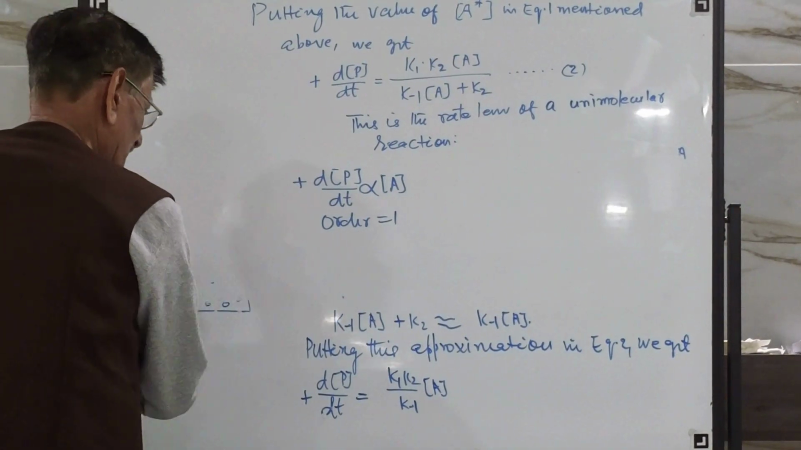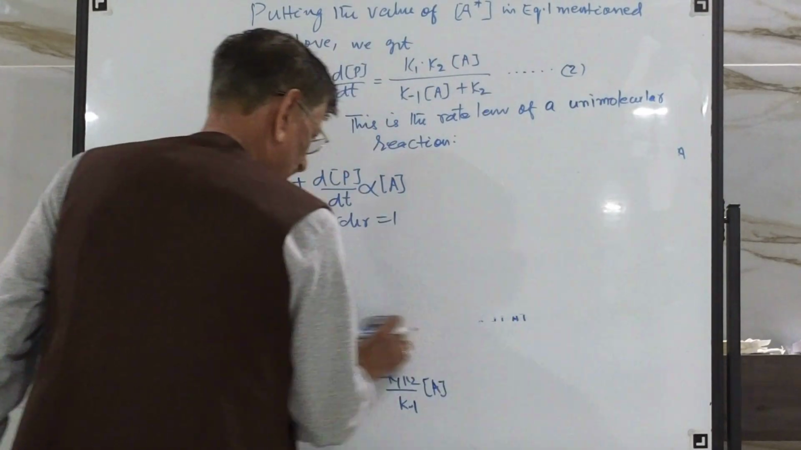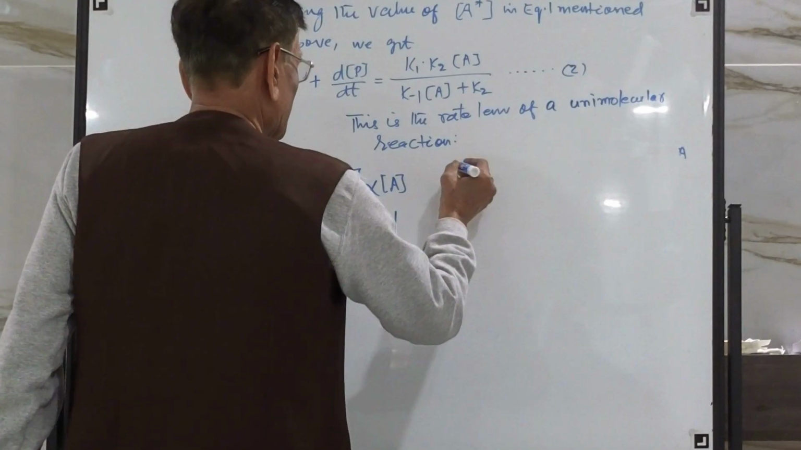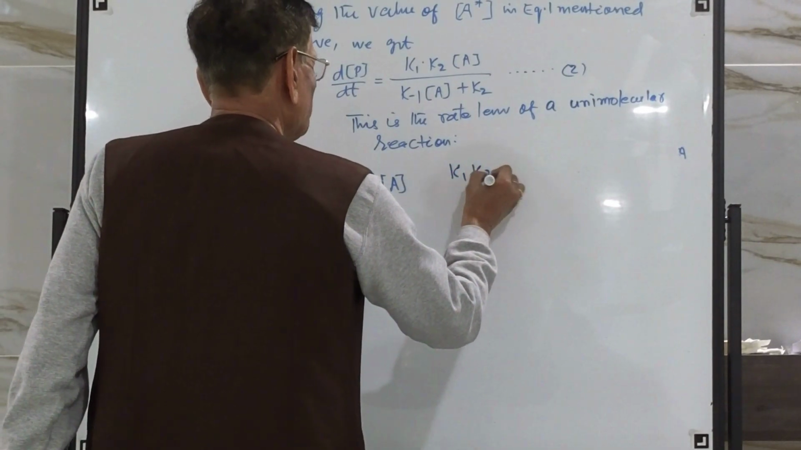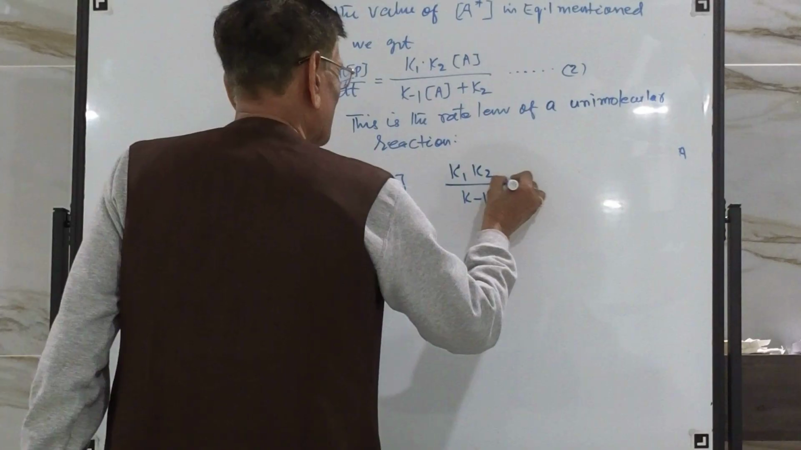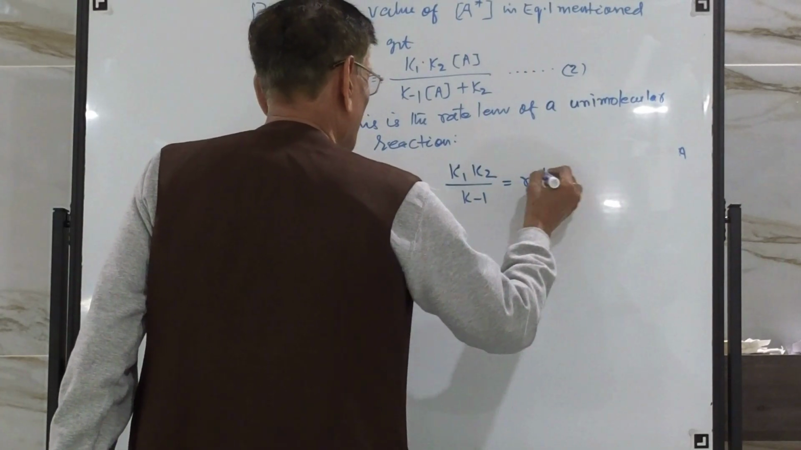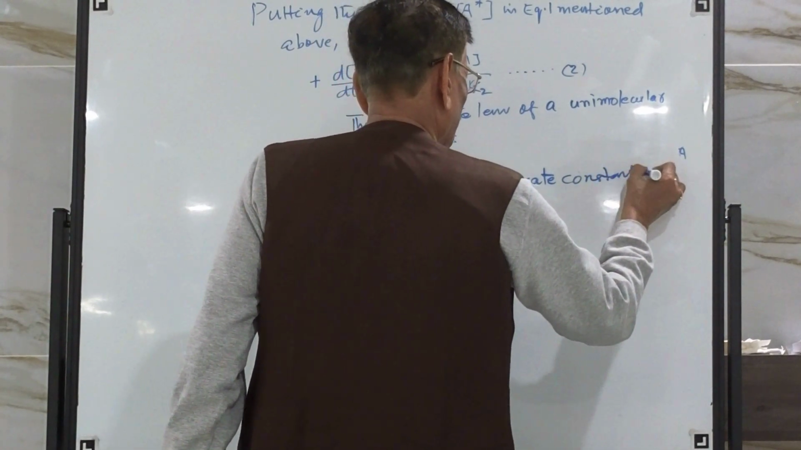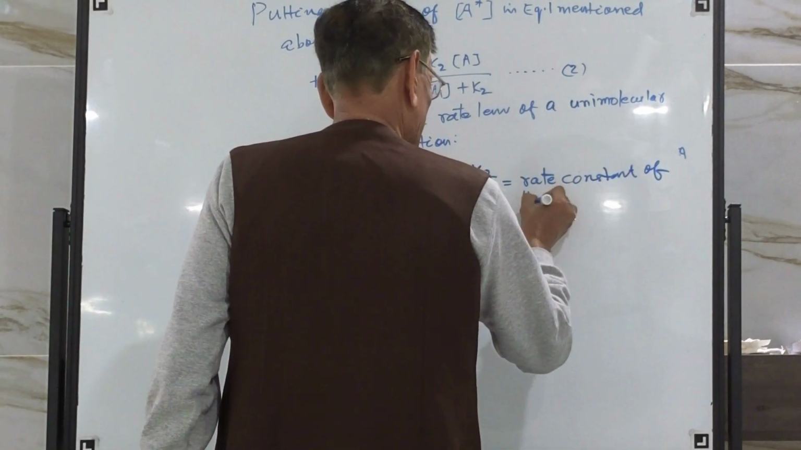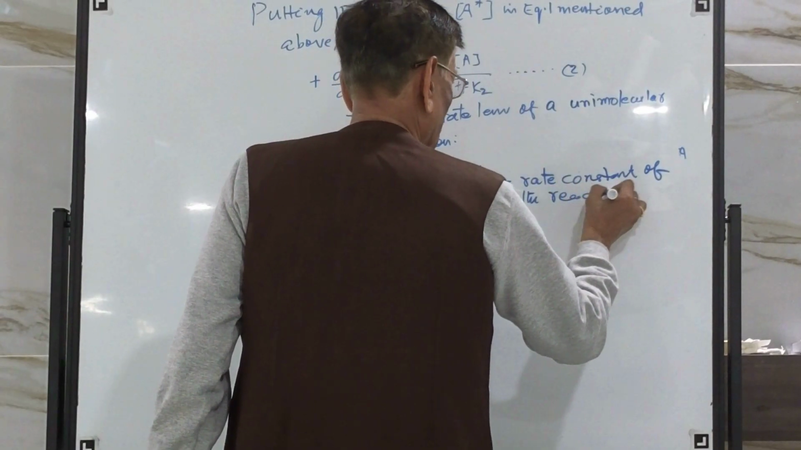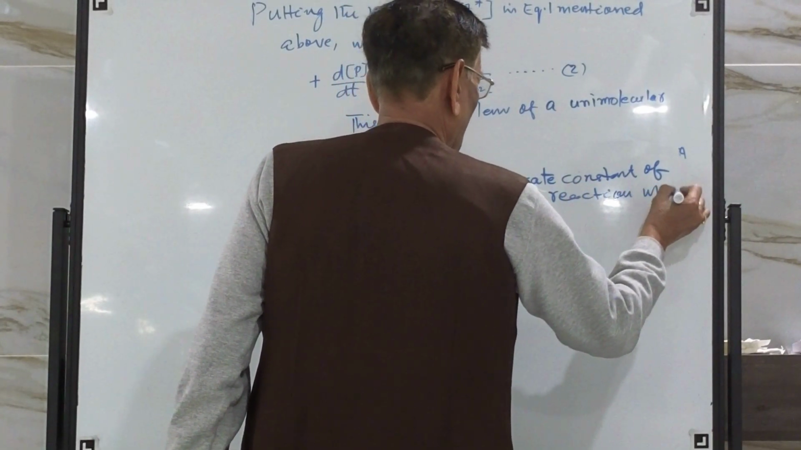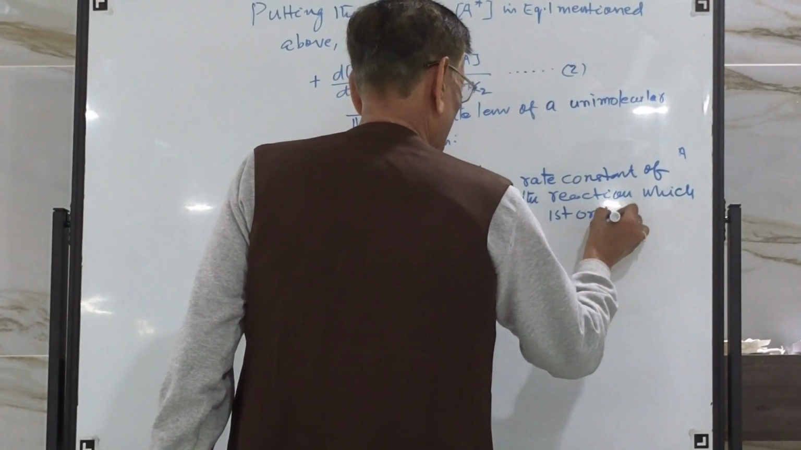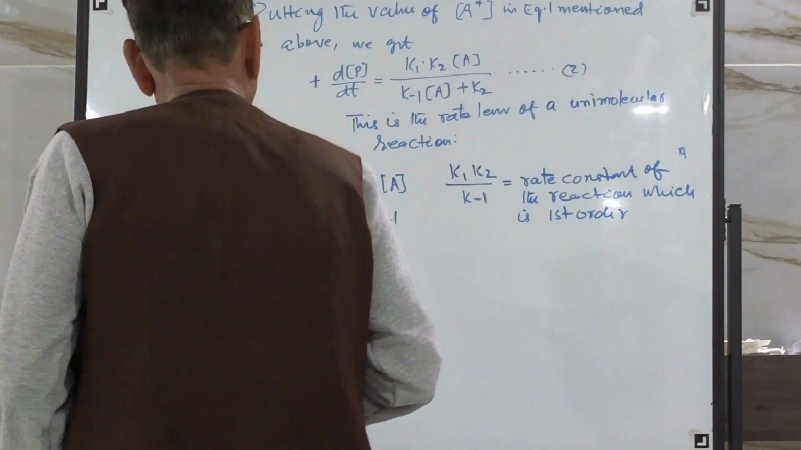Now the second case is... one thing, this K1 K2 by K minus 1 is the rate constant of the reaction, which is first order. This is the rate constant of the first order reaction.